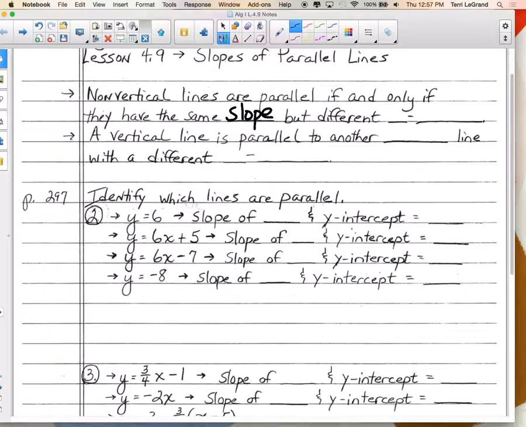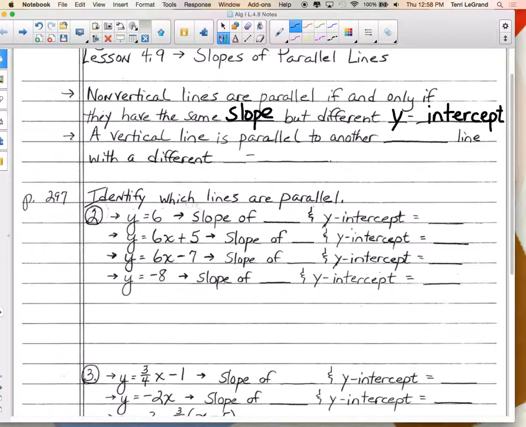So if we have parallel lines, they have to have the same slope. What has to be different then? The y-intercept is going to have to be different because they can't have the same slope and the same y-intercept, because if they did, what would be the case? It'd be the same line. It would be a line on top of another line, it would be the same line, right? So any non-vertical lines would be parallel if and only if their slopes are the same and their y-intercepts are different.